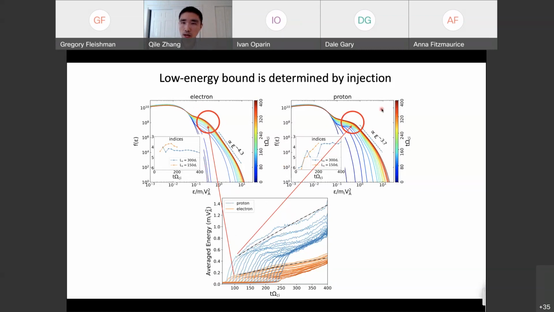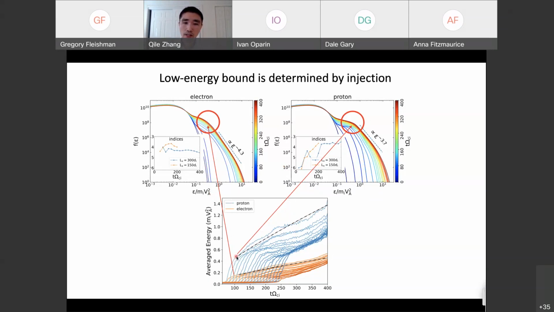And this low energy bound of the power law, on the other hand, in turn controls how much energy is contained in this non-thermal power law component. Because when you calculate the energy contained in the power law, it will integrate from this low energy bound to pretty much infinity.